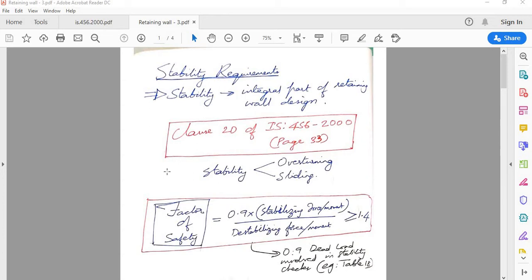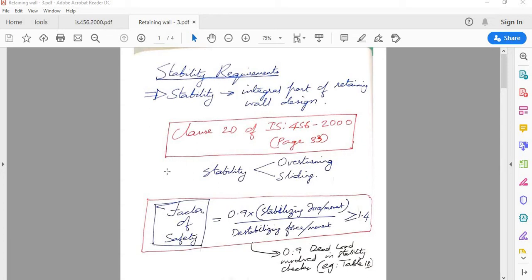Now this particular lecture I had already supplied you as audio lecture, but since this is the first time I am starting out with video lecture, I would like to start with something you already know. Those who have followed the earlier lecture, hopefully this will be a revision. Those who have any doubts, hopefully this lecture will clarify that for you. Okay, so stability requirements of retaining wall.